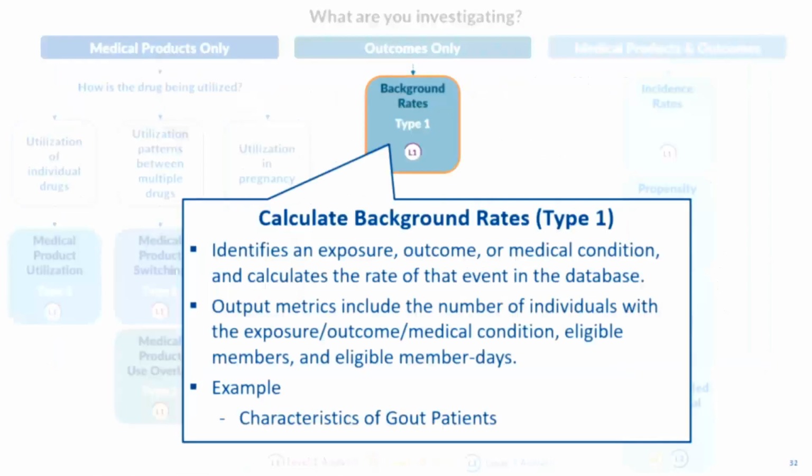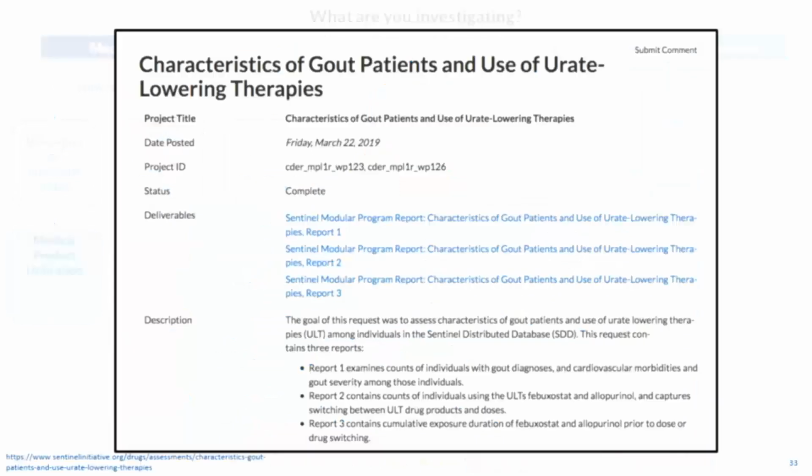So if I'm thinking about outcomes now, again, without respect to a particular exposure of interest, and I just want to understand what the rate of the outcome is occurring among a particular study population, then I would go to one of these types of queries. And we recently ran one which we posted to the website, and this is about the characteristics of gout patients.